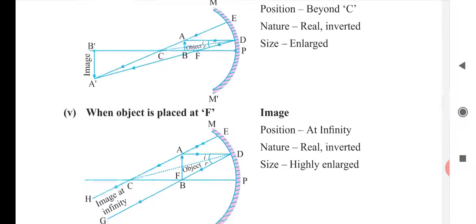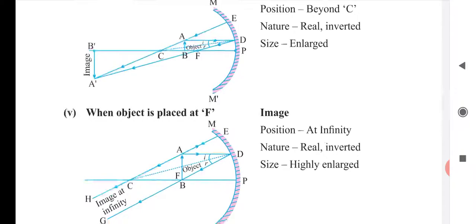So size you cannot imagine, it is very large. Okay, so size is highly enlarged. So when you place the object at focus, the position of the image will be at infinity, the nature of the image is real and inverted, and the size is highly enlarged. So this is the fifth.